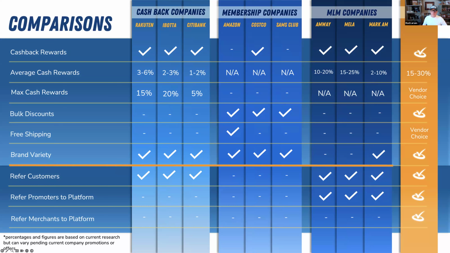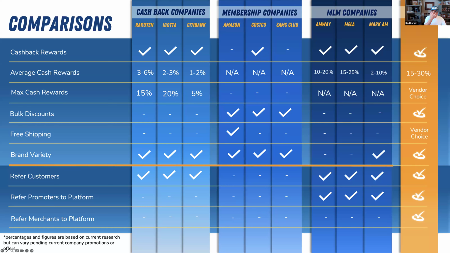So in terms of rewards members or cash back companies, look at Rakuten, which is a well-known online e-commerce platform that allows people to earn cash back. Ibotta is similar, and Citibank gives you just the 2% cash back on any purchases you make using Citibank. Looking at that, Rakuten offers on average 3 to 6% back. Ibotta 2 to 3%. And if you go to the far right, we believe that our rewards back, our rebates back to people will be in the neighborhood of 15 to 30%.